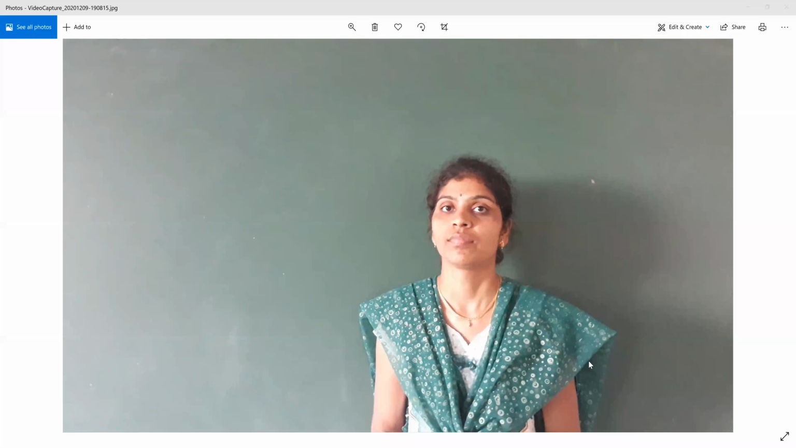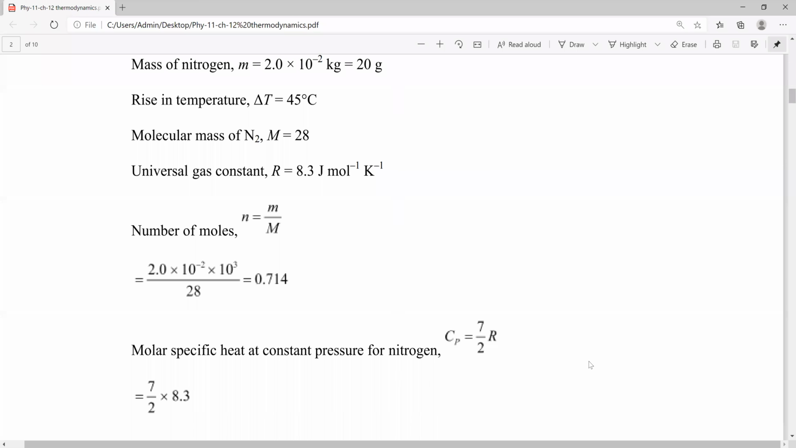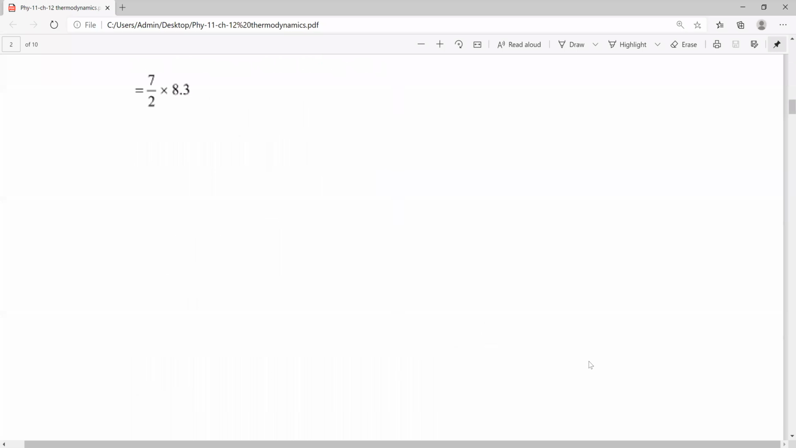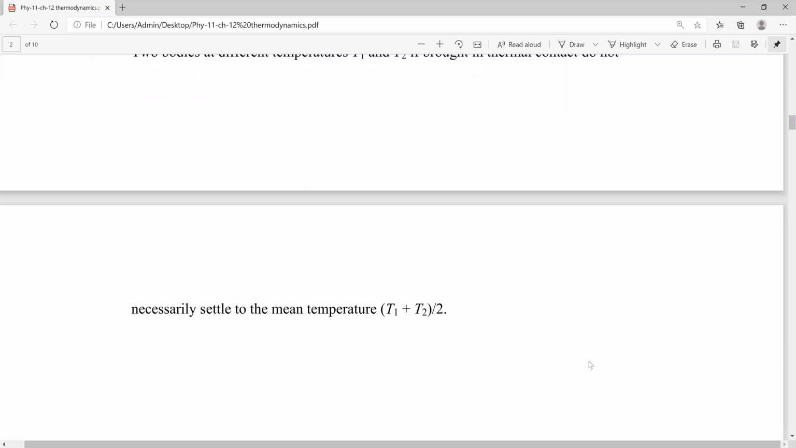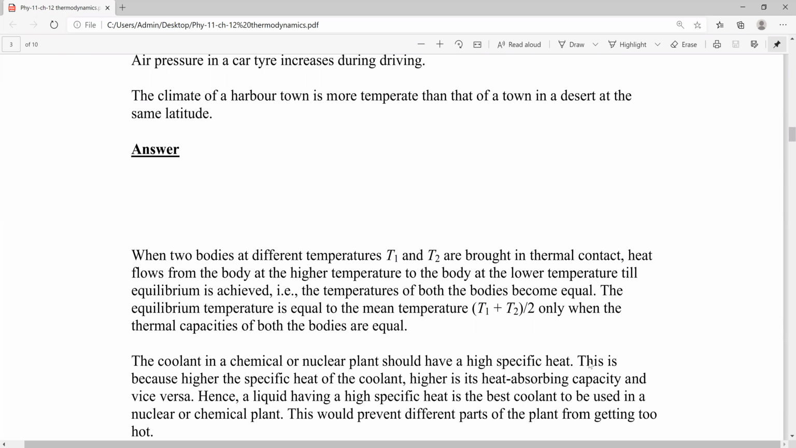Next, we shall move to the next question. So 12.3 is a theoretical one. So go through it and try to solve it yourself. Next, we shall see 12.4.